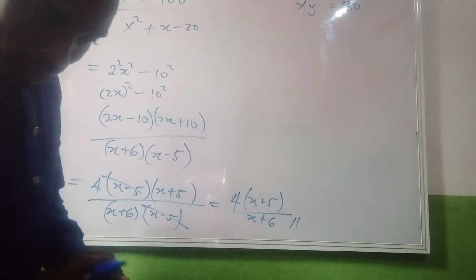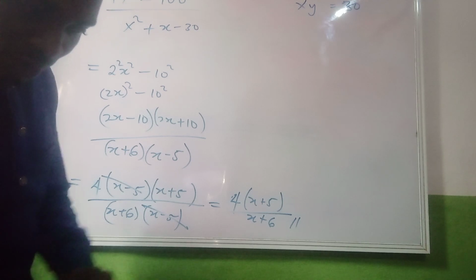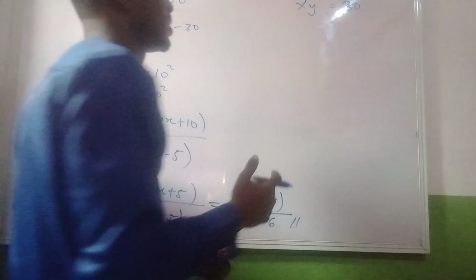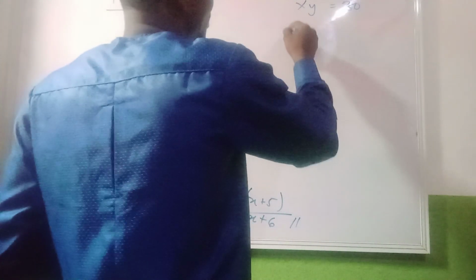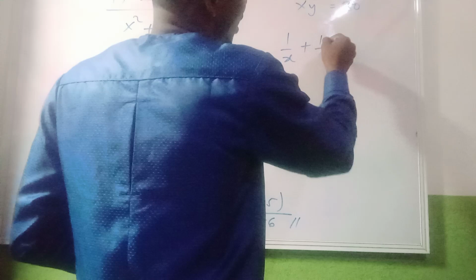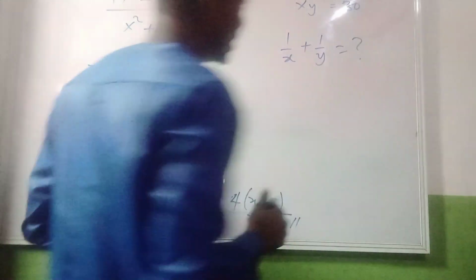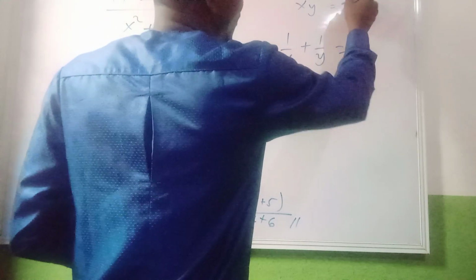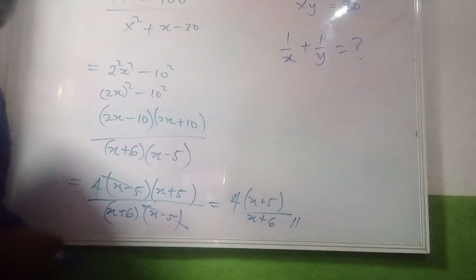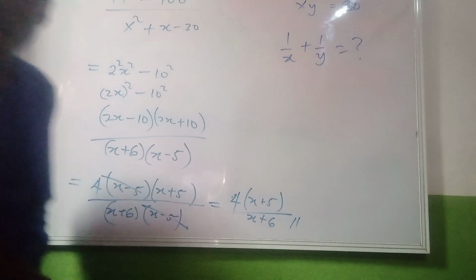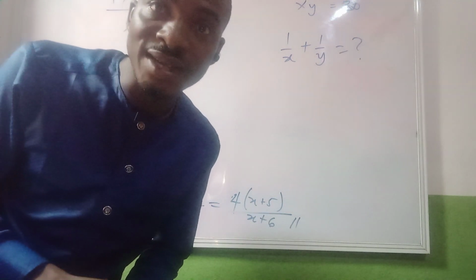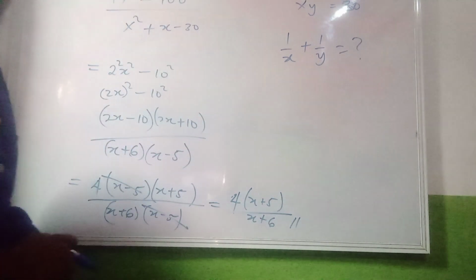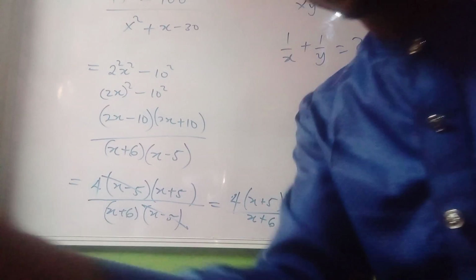Find the sum of their reciprocals. What is the reciprocal of x? 1 over x plus 1 over y is the question being asked of us. So this is what they asked us to find. Can we find the sum of reciprocals if we haven't got the value of x and y? No. We need to first grab the values of x and y before we can find the sum of the reciprocals.